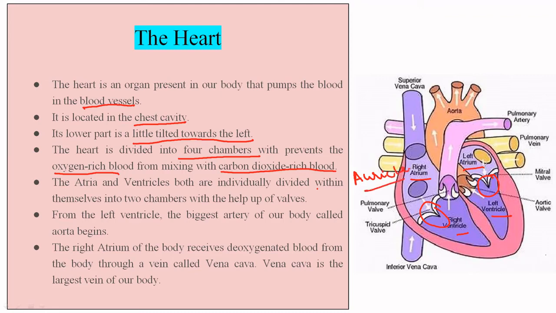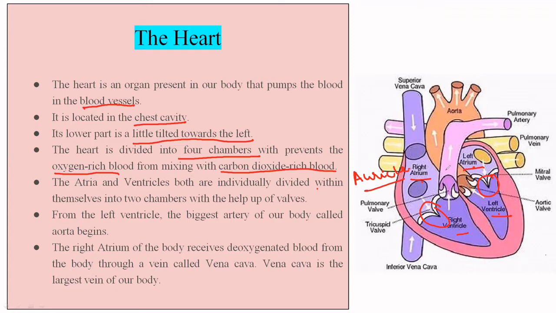Auricle. So we can use the term auricle or atrium. A valve is present between the left atrium and left ventricle, and another valve is present between the right atrium and right ventricle. So overall there are four chambers: left atrium, left ventricle, right atrium, and right ventricle.